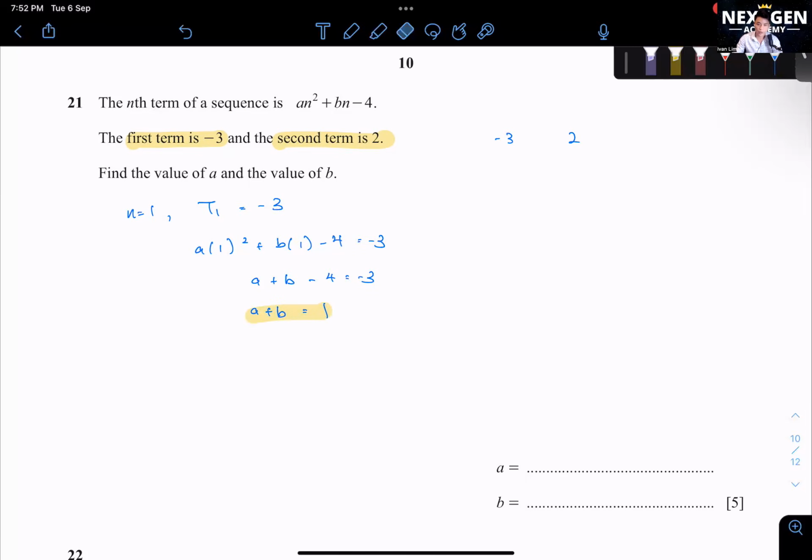Normally, if I got 2 unknowns, that means I need to do simultaneous equation. That also means I need at least 2 equations. Okay, 2 unknowns. I need 2 equations to solve the question.